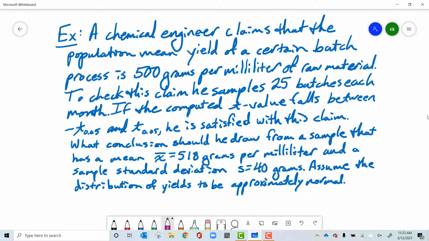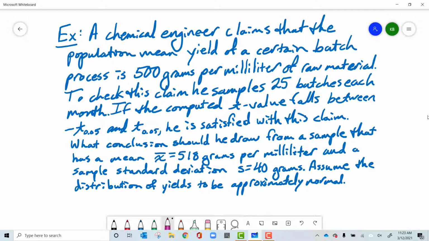So I want to take a look at a place that we might use a t-distribution. Here we have a situation where a chemical engineer claims that the population mean yield of a certain batch process is 500 grams per milliliter of raw material. To check this claim, he samples 25 batches each month. If the computed t-value falls between negative t sub 0.05 and t sub 0.05, he's satisfied with this claim.